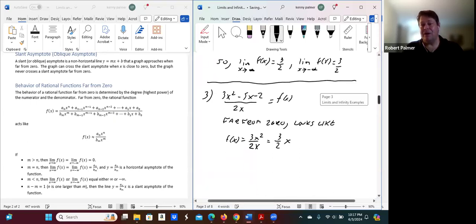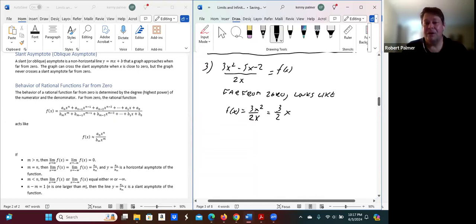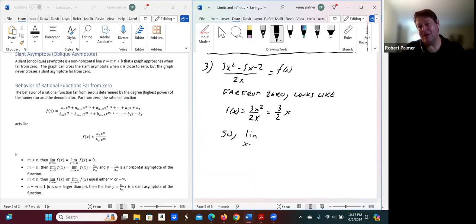Okay. So here, as you expect, as you go toward infinity or negative infinity, x is going to keep getting larger itself. So the limit as x goes to infinity of f of x, if it looks like 3 halves x, as x goes to infinity, this whole thing is also going to go to positive infinity. And then the limit as x goes to negative infinity of f of x, we go toward negative infinity because x is going to be negative. Let's take a look at the graph and see that.